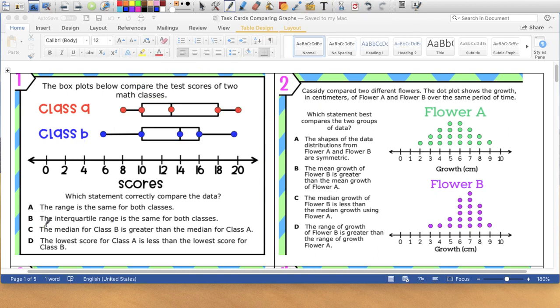Now, C says the median for class B, here's the median, is bigger than the median for class A. That's true, so definitely, you don't have to go for D. C is the right answer.